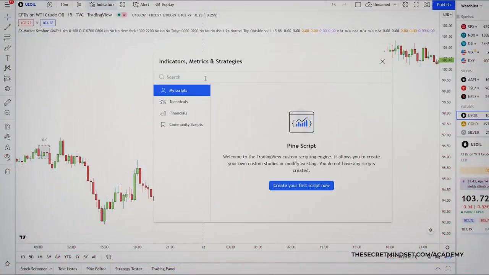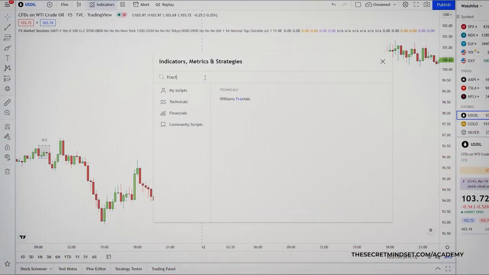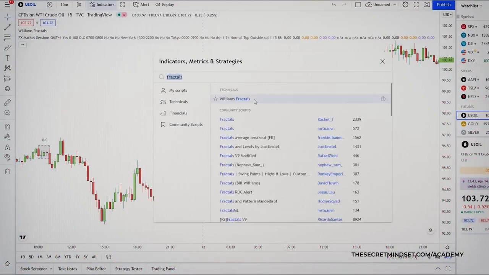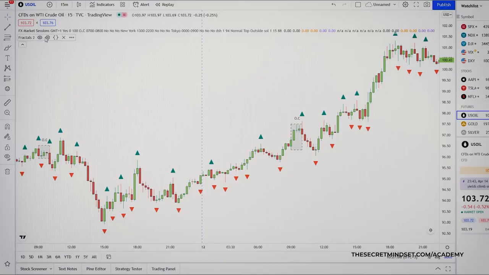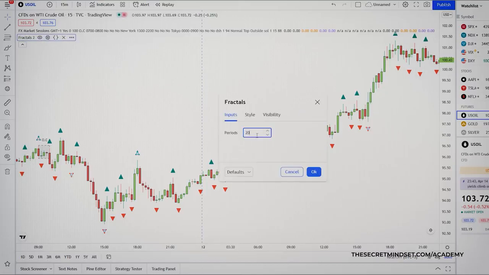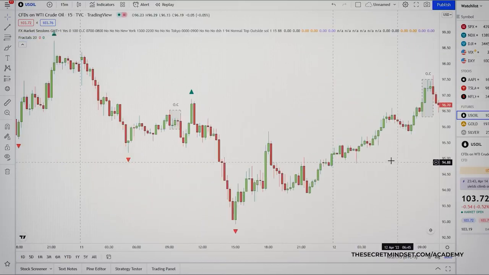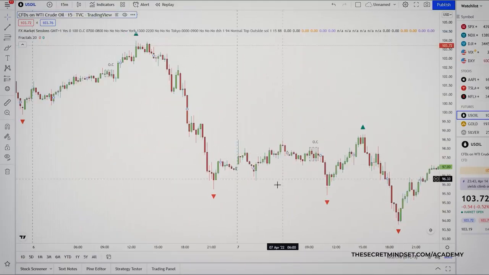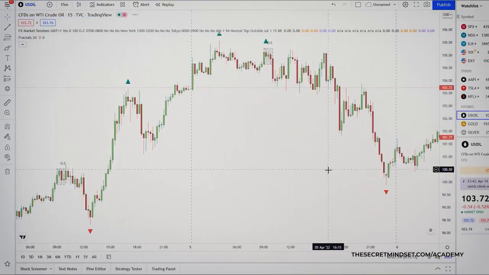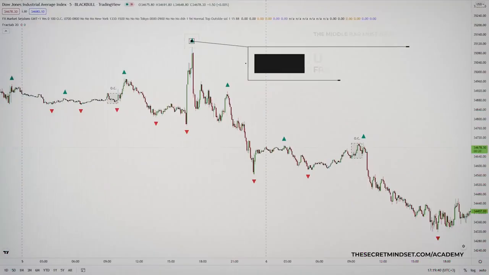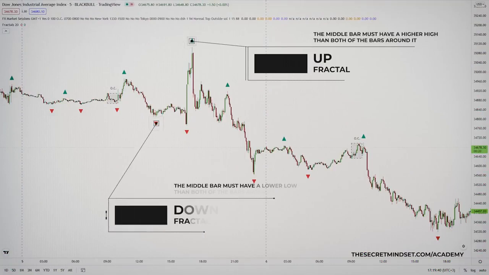First filter is market fractals. Fractals indicate swing points or turning points and are one of the best signals when trading price action. Fractals are a 5 bars model in which the third or the middle bar represents the highest high or the lowest low. In an up fractal, the middle bar will have a higher high than both of the bars around it. In a down fractal, the middle bar will have a lower low than both of the bars around it.